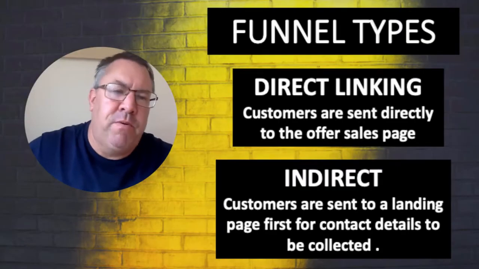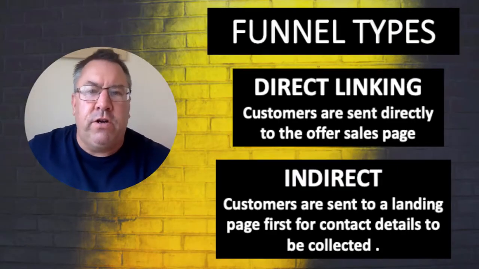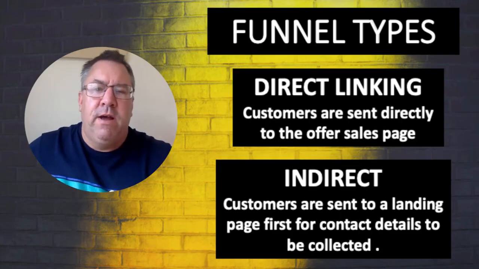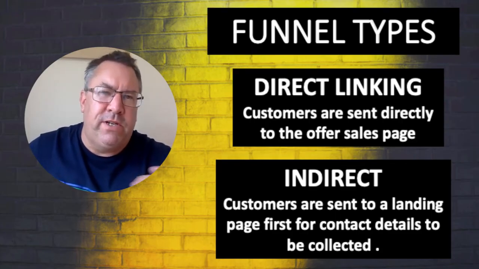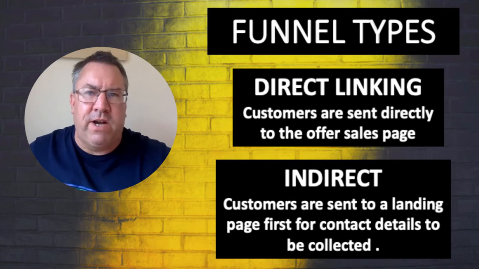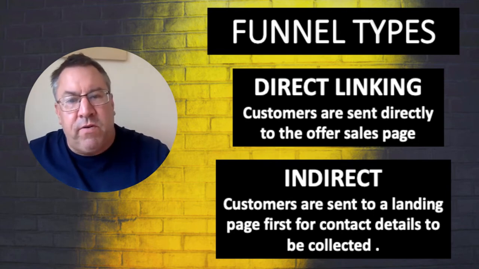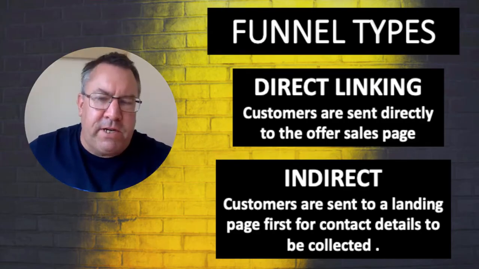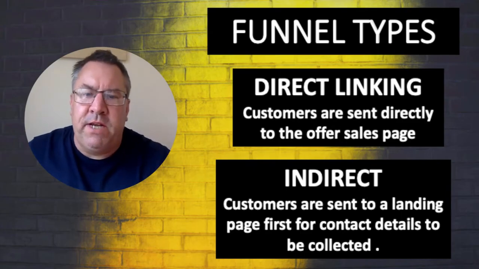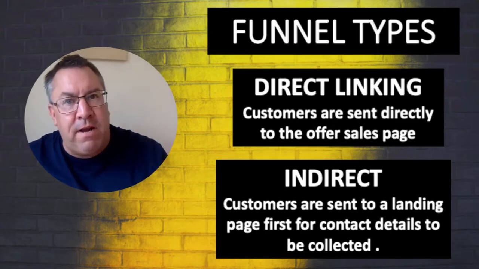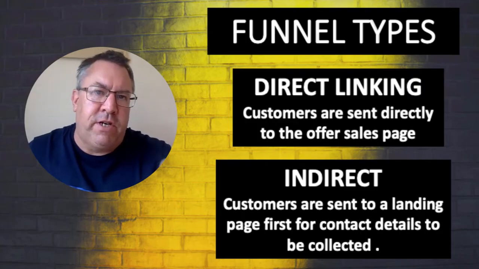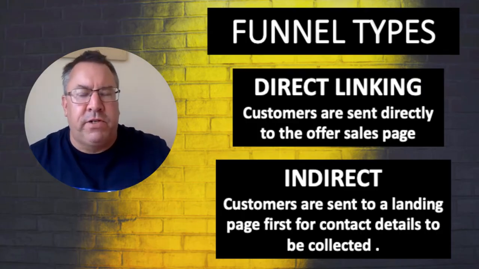So the first thing we need to do when we talk about promotion strategy is look at the various funnel types that you can use to promote goods and services. The first one is direct linking. This is the one a lot of people use when they're starting off, and it's not very good, but customers are sent directly to a sales page, and then they buy from that sales page or not. I'll go through these in more detail. The second one is indirect, where customers are sent to a landing page first, and their contact details are collected, which gives you the ability to follow up with those customers.